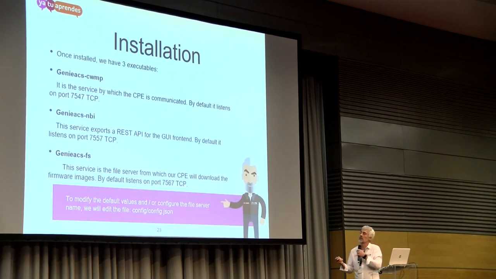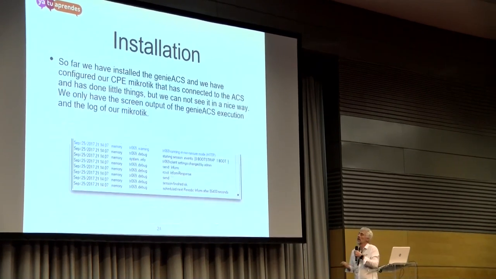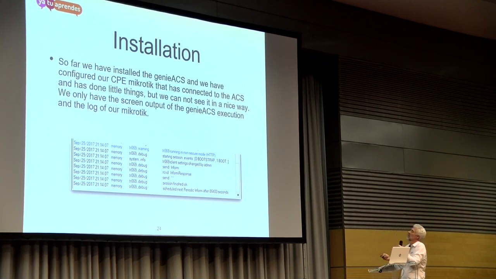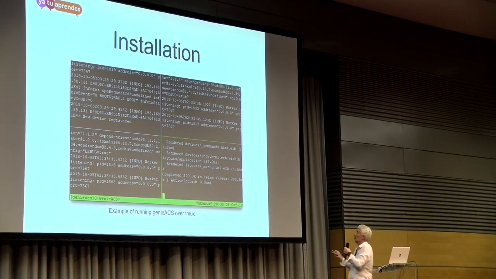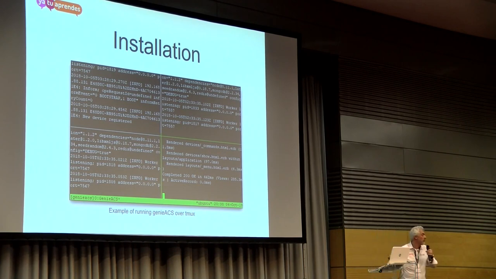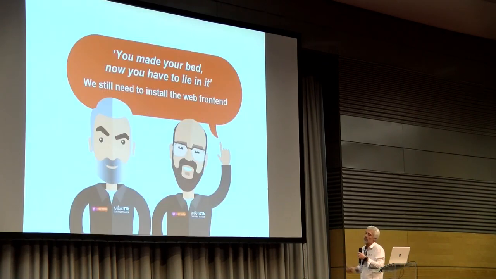Then we have installed everything. We launch those three executables. In our MikroTik device something is typed in the log, and on our black screen server it's also saying something. Yes, it's good. We can take a picture and put it on the wall, because I can't do anything. What is happening? I don't know. It works, something happens, but I don't know what to do.